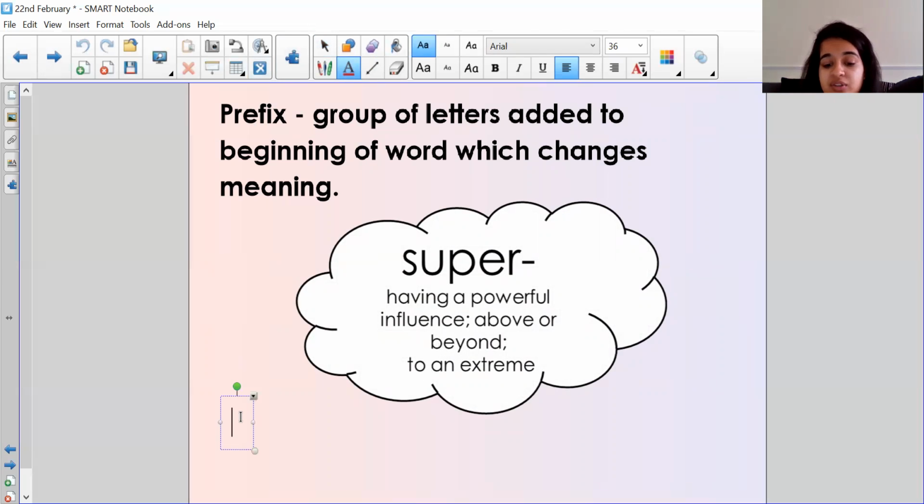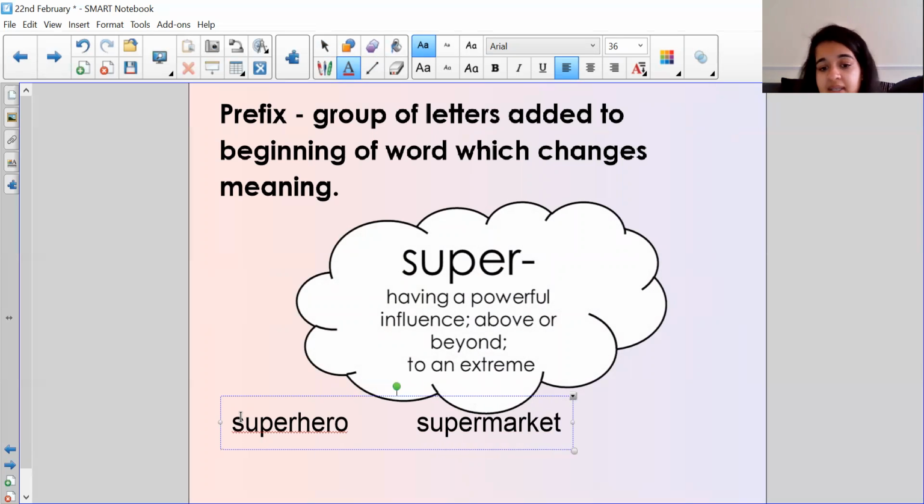Okay, we've got lots of words that have super in it. For example, superhero. Okay, a hero that is very powerful, above and beyond. He's very extreme. Okay, you've also got the word supermarket. So it's a marketplace, but it goes above and beyond. It's really big. It's called a supermarket. Okay, can you think of any other words with super in it?